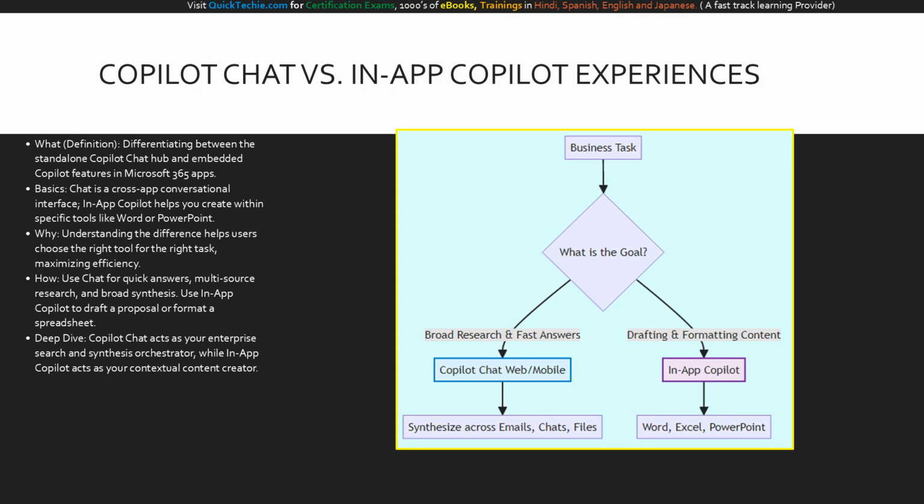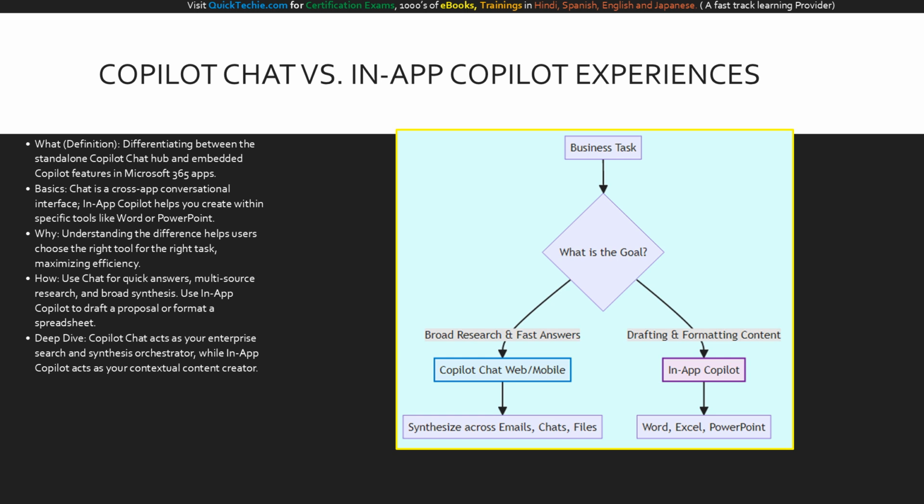As your organization adopts this technology, users must understand the difference between Copilot Chat and in-app Copilot experiences. What is the difference? Copilot Chat, the web and mobile hub we are discussing, is a broad, conversational interface. Conversely, Microsoft 365 Copilot is also embedded directly into specific apps like Word, Excel, and PowerPoint. The basics are simple. Chat spans your entire data estate, while in-app Copilot focuses on the document currently open in front of you. Why does this distinction matter? Because matching the tool to the task maximizes efficiency.